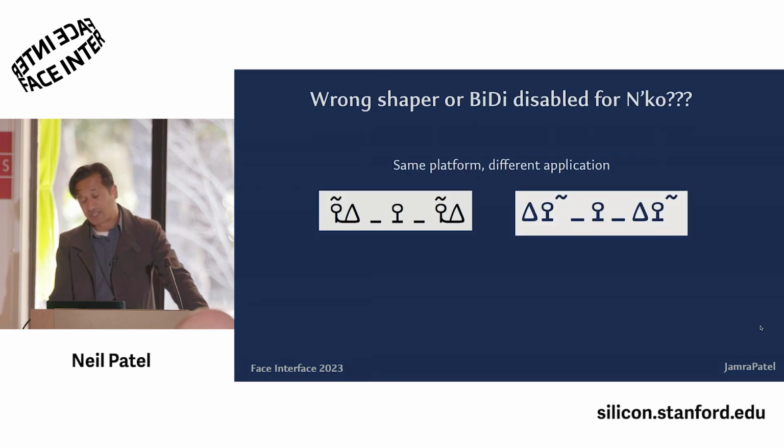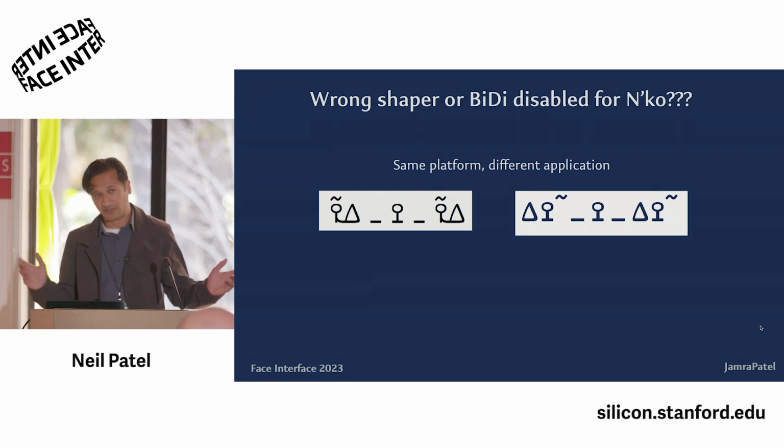Wrong shaper. Okay, so I was trying to make a slide for this, which I didn't include, but I was trying to type this string of Go to make the presentation. So on the same platform, different application, I can't get the one on the right to actually go right to left and shape properly at all. I don't know why. Something is off, maybe the bidirectional algorithms are off, or maybe I don't really understand what's happening here.